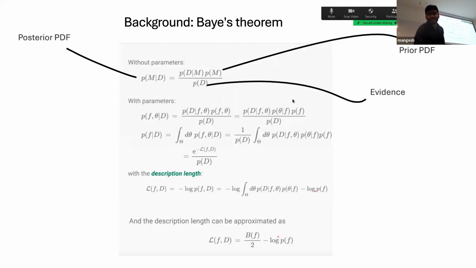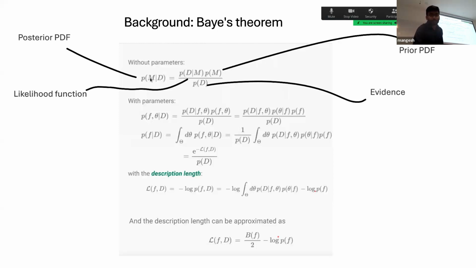This thing here in the denominator is called the evidence. That's just based on data. And this thing here is called the likelihood function. Okay. And we read it as the probability of getting the model or the equation given your data.